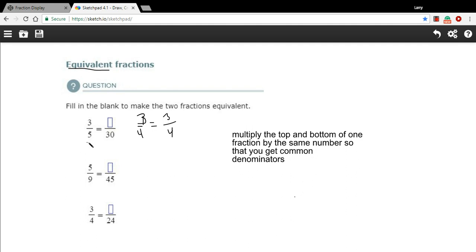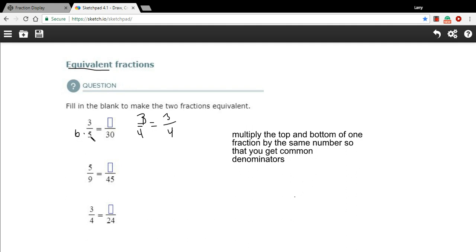What we need to do is make this denominator the same as this one. The way we're going to do that is through multiplication. So we're going to multiply this 5 by something to turn it into a 30. And probably already you're thinking, oh, you need to multiply this by 6. And that's right. But the rules here of fractions say that we have to multiply the top and the bottom by the same thing in order to keep this the same number.